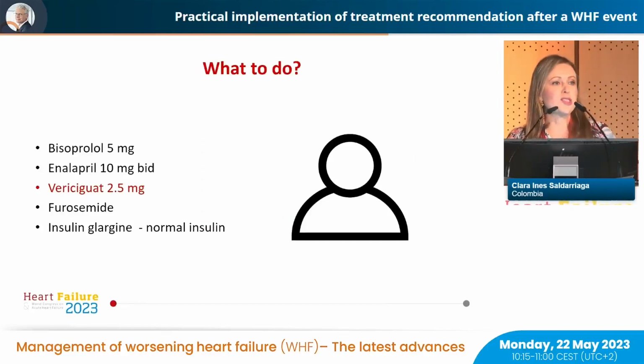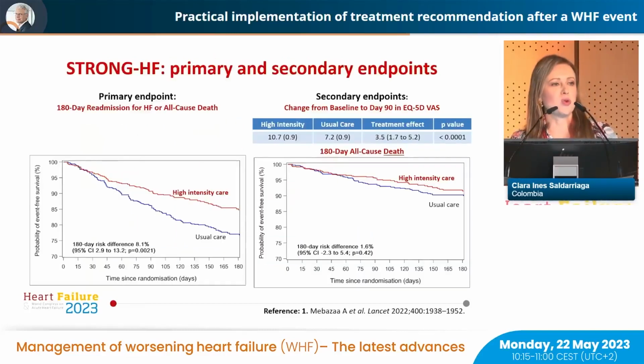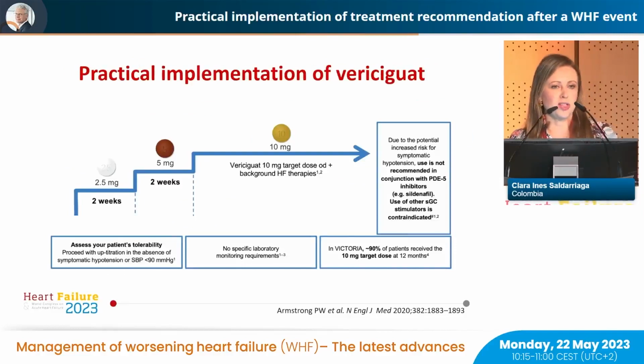So now let's move to the second part of this. We need to up-titrate the medications. We are really convinced that it's important to up-titrate the doses of the heart failure medical therapies. Here I'm showing you the results of the STRONG-HF trial, and you can see that when we up-titrate the doses of the medications, we can get a reduction in the events of those patients. So this is what we do with this patient. We also up-titrate the doses of vericiguat using the VICTORIA trial protocol. Every 2 weeks, we increase the dose of the medication up to 10 milligrams.